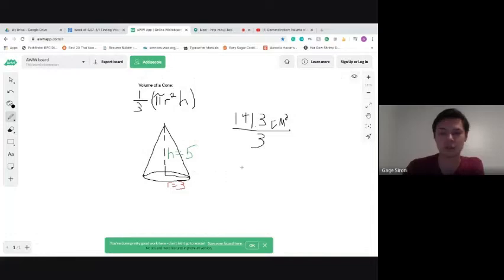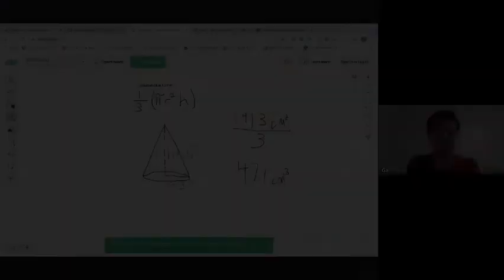So we take the volume here divided by 3, and we end up with a volume of a cone, which is 47.1 centimeters cubed. All right. So the thing to remember when you're finding the volume of a cone is it's the same thing as finding the volume of a cylinder, except you multiply by 1/3 or divide by 3.